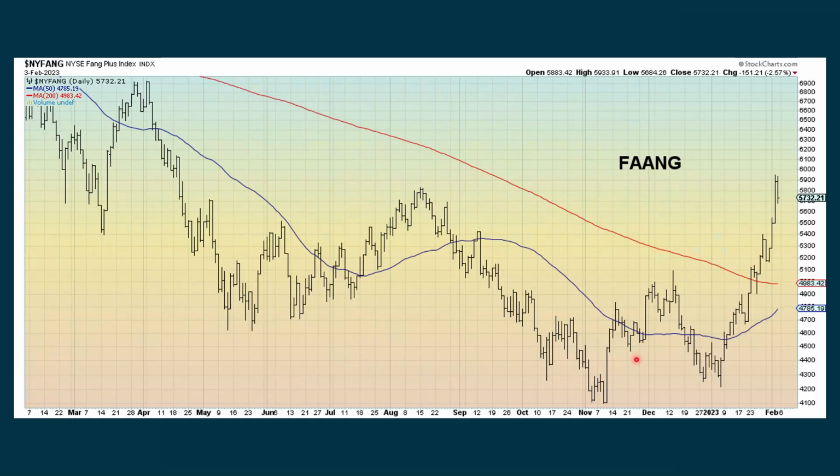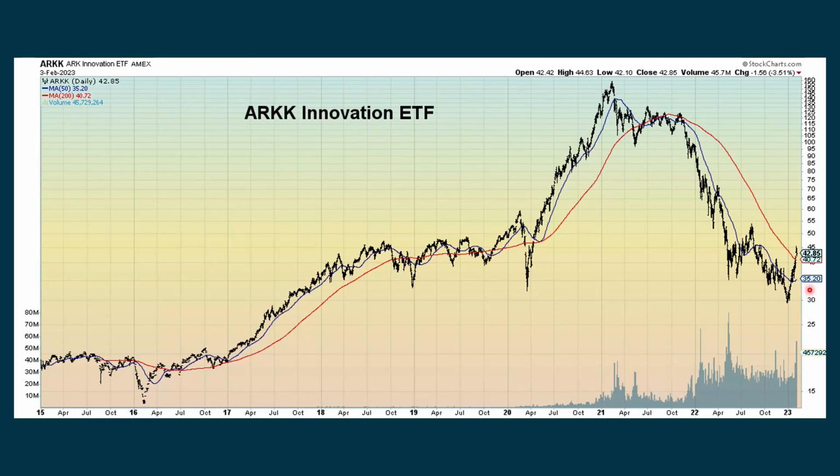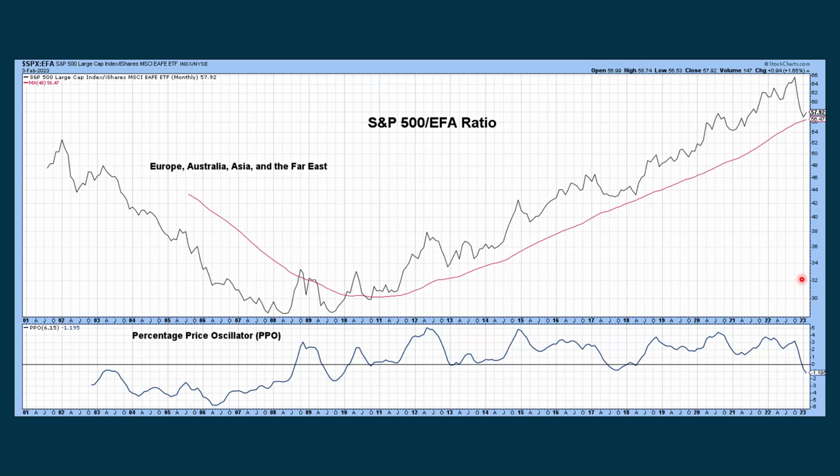FANG stocks, which is Facebook, Amazon, Apple, Netflix, Google, and a bunch of other stocks that aren't included in the acronym, they're showing a lot of strength as of late, but not enough to give us a golden cross. ARK also had a good week last week and has been bouncing after hitting just below 30, but not enough yet to generate a golden cross.